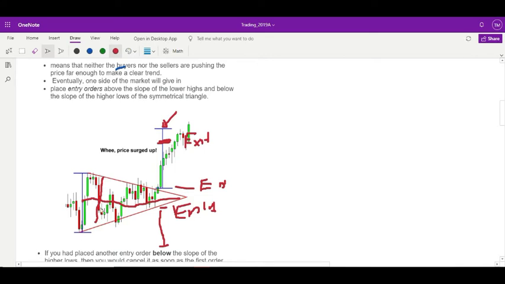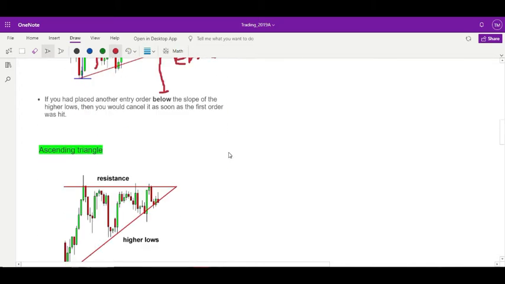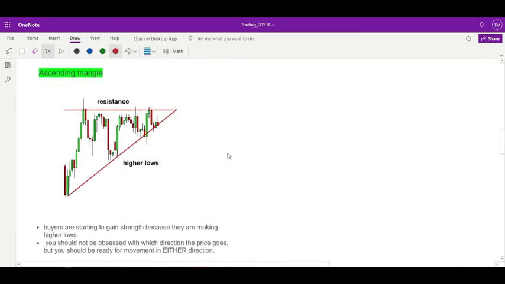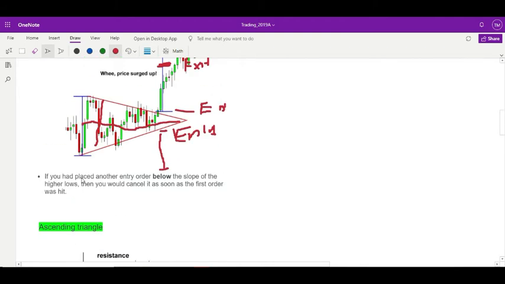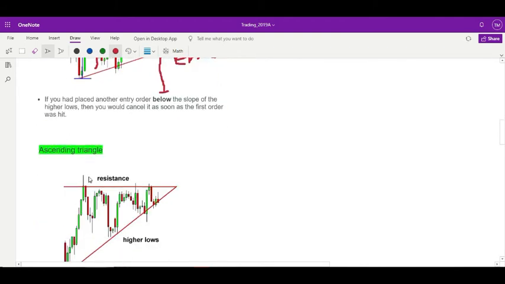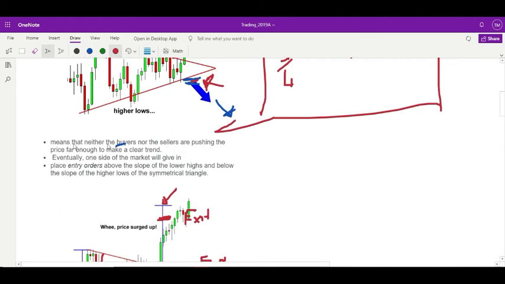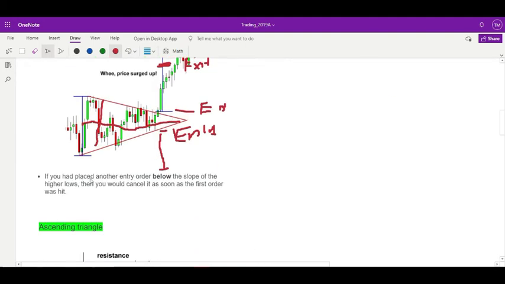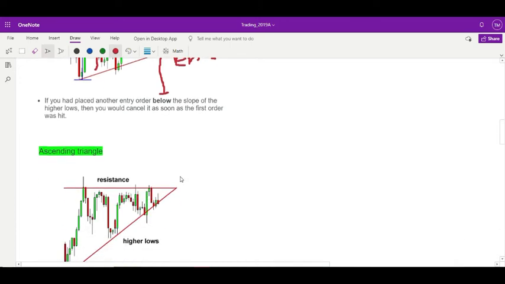I said this. Okay, so that's the same thing here. Let's talk about ascending orders. So ascending orders, let me just read for this. It means what I have explained. So if you had placed another entry order below the slope of the higher lows, then you would cancel it. That's the same concept, right?